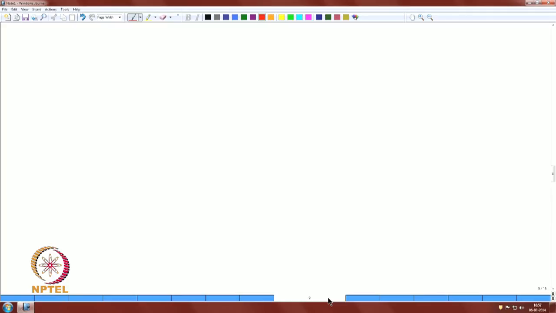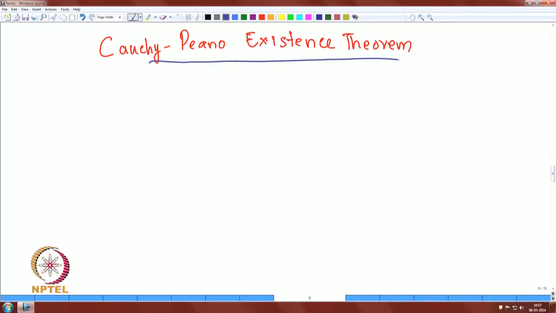So, now we look into the Cauchy-Peano existence theorem. We state and prove Cauchy-Peano existence theorem for the initial value problem, where the function f is continuous on a domain D in R2, but not Lipschitz continuous with respect to the second argument, that is why.